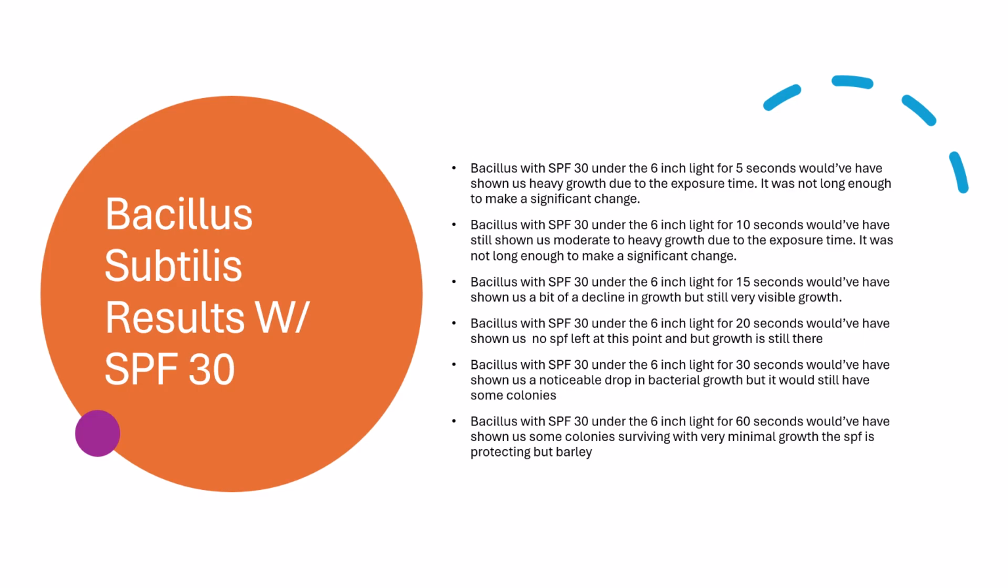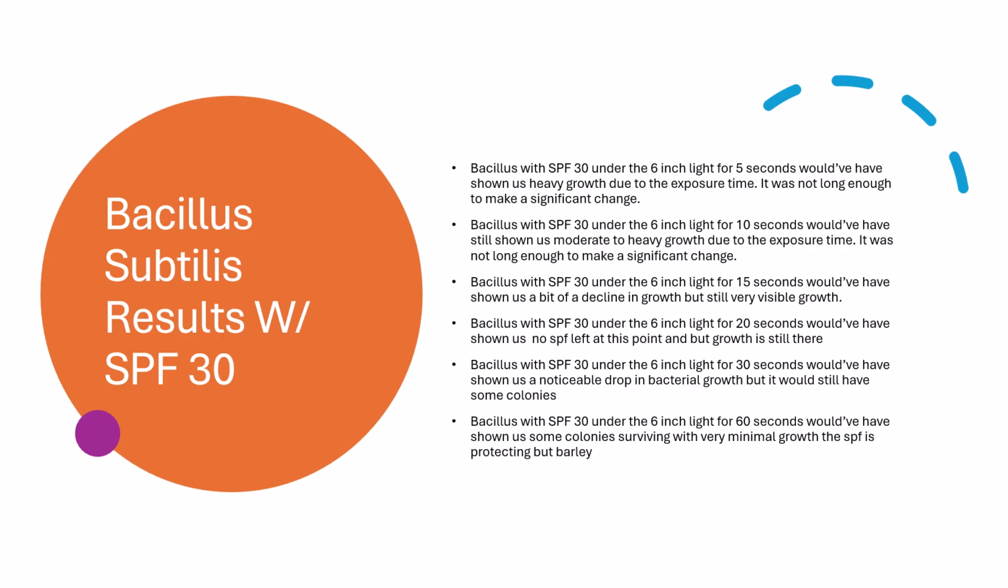After going over the results we would have expected to get with Bacillus subtilis with SPF 15 on it, we will now go over the results we would have expected to get with Bacillus with SPF 30 on it. So under the 6-inch light for 5 seconds, we would have still seen heavy growth just due to very short exposure time. 5 seconds just isn't long enough to make a significant change in bacterial growth at all.